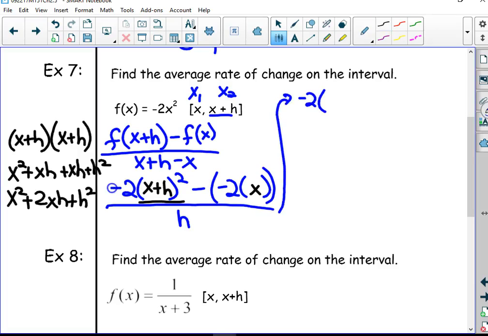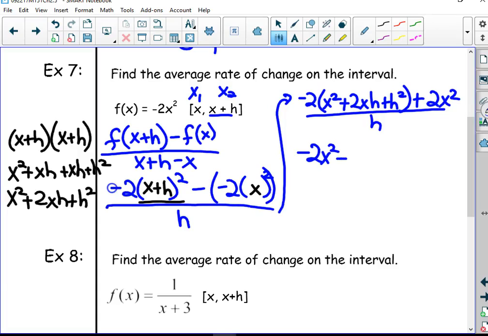So negative 2 times x squared plus 2xh plus h squared minus, well, I can simplify, wait, I forgot my squaring there. I can simplify that. It's just going to be positive 2x squared all over h. So I'm going to multiply out the negative 2 in that first expression in the numerator, negative 2x squared minus 4xh minus 2h squared plus 2x squared all over h.